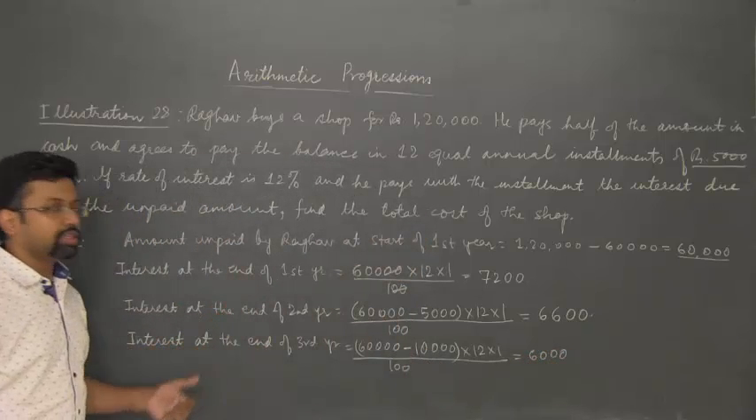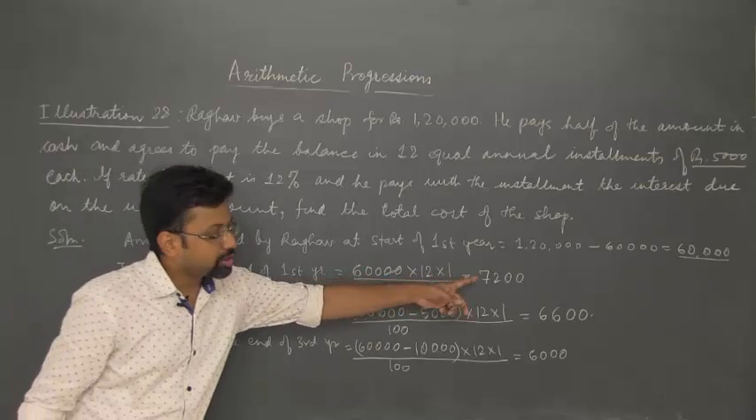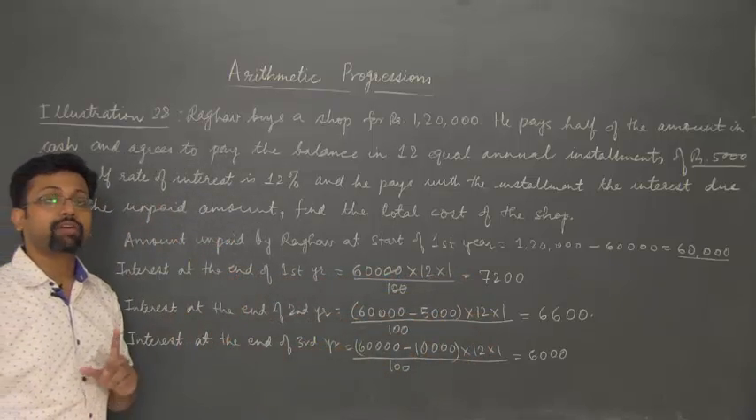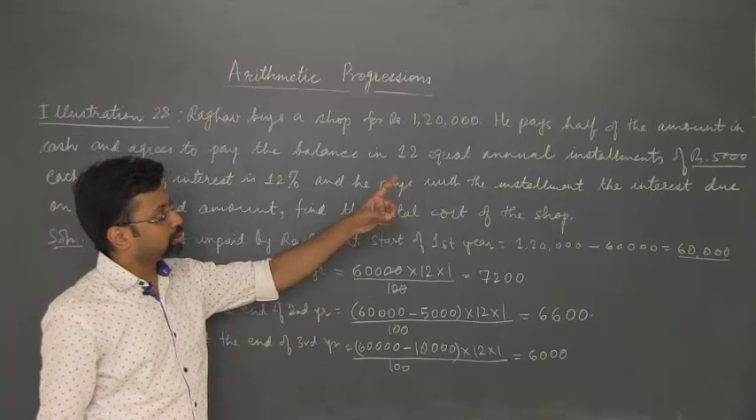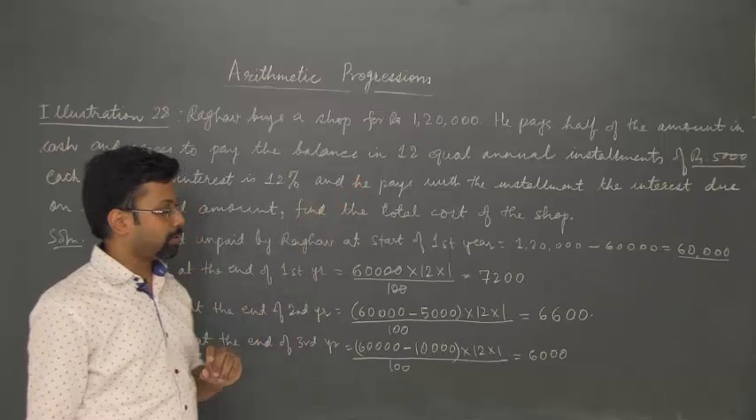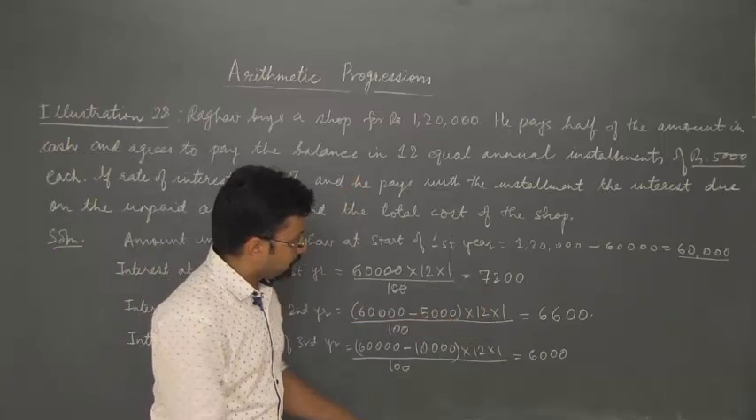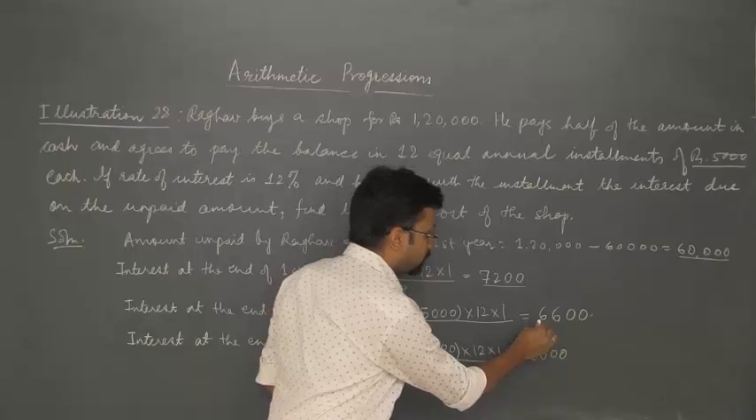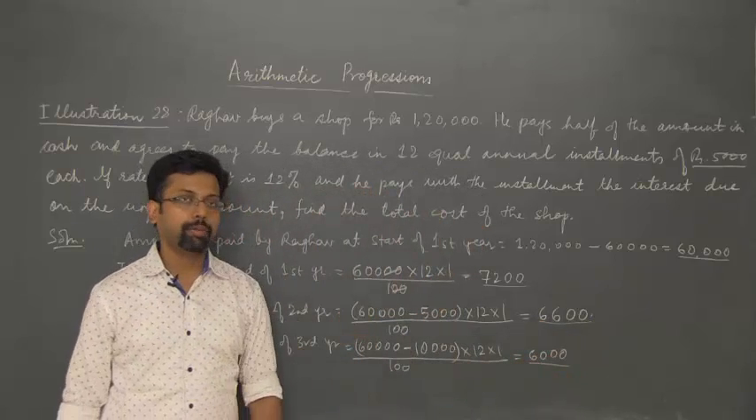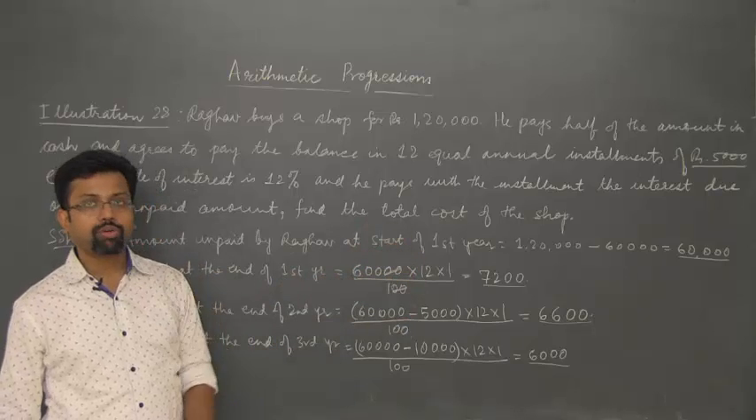So as each year goes on, the interest will be calculated as follows. How many interests will he have to pay? He'll have to pay 12 interests, because he has to complete the entire payment in 12 annual installments. So what do you observe? The interest for each year turns out to be an AP. So this is how it will go on for him.